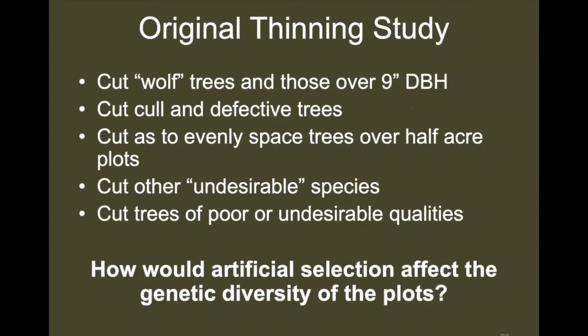When they were thinning these stands in 1961 and 1962, their selection process followed this criteria. They cut all wolf trees and those over 9 inches in DBH. They cut trees in these half-acre plots so as to evenly space the trees. They cut any other undesirable species that were not white oak, and they cut trees of any poor or undesirable qualities as far as wood and timber production go. So following this artificial selection protocol, how would artificial selection affect the genetic diversity of these white oak plots? Next slide.